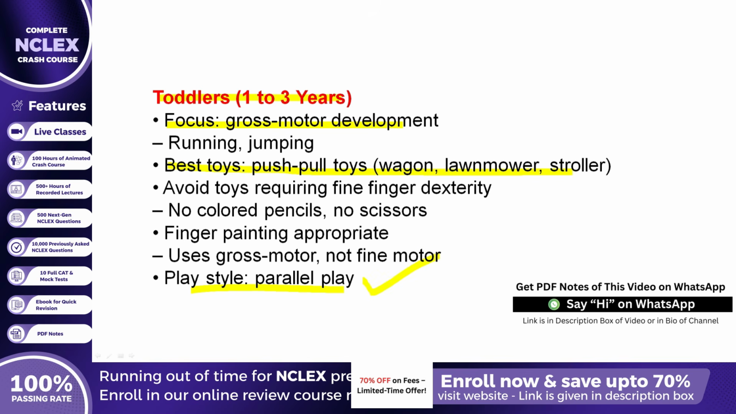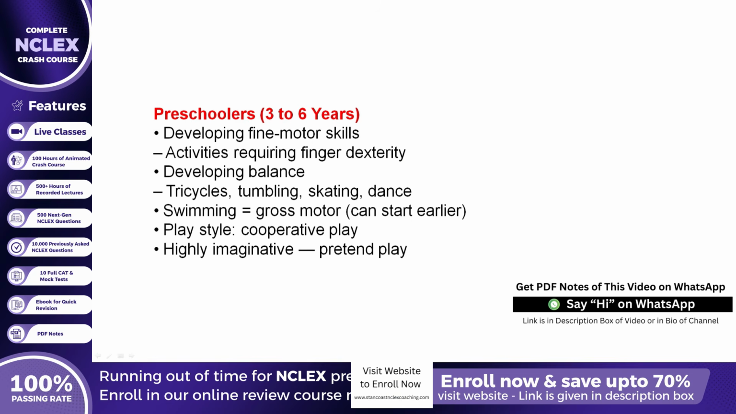And when we consider their social development, toddlers engage in what we call parallel play, meaning they play alongside other children without interacting directly. Moving forward into the preschool age, from 3 to 6 years, children are developing fine motor skills. So activities requiring finger dexterity become important at this stage. They are also developing balance, which makes toys like tricycles, tumbling activities, skating, and dance excellent choices. Swimming at this stage is considered gross motor and can actually be started even earlier. In terms of social play, preschoolers participate in cooperative play, meaning they begin playing together with shared goals. And this age group is highly imaginative, making pretend play a central and natural part of their daily activities.